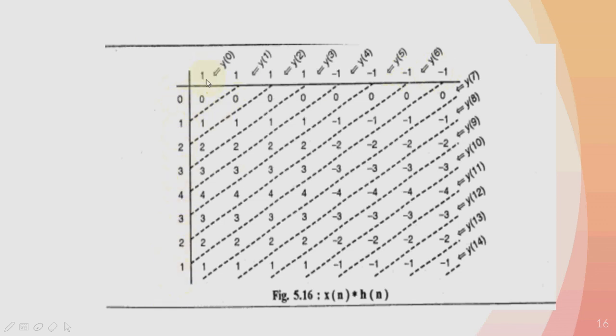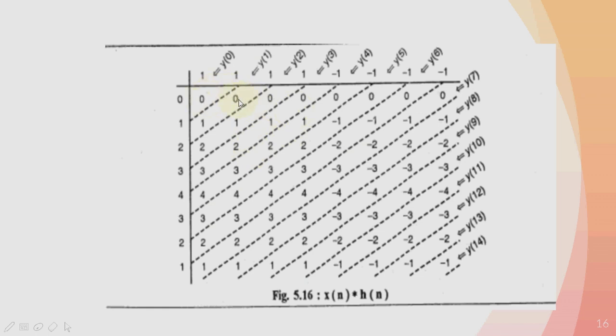So 0 multiplied by 1, you will get 0. So this first line will be 0. Next, 1 multiplied by this 1, you will get 1. Again 1 multiplied by this 1, you will get 1. Again this will be, as per your input sequence, again 2, again 3, again 4, again 3, again 2 and again 1. Draw dashed lines like this, so you can add diagonally.